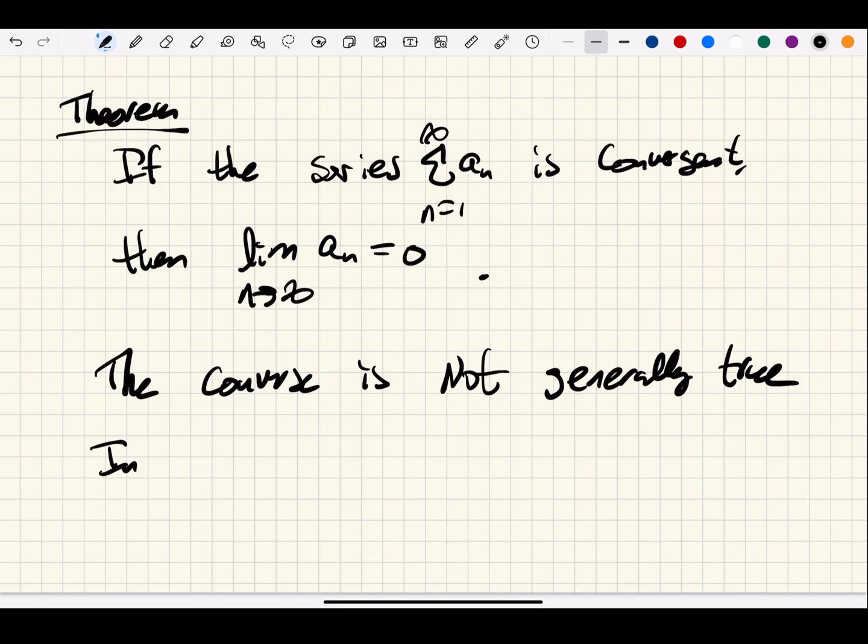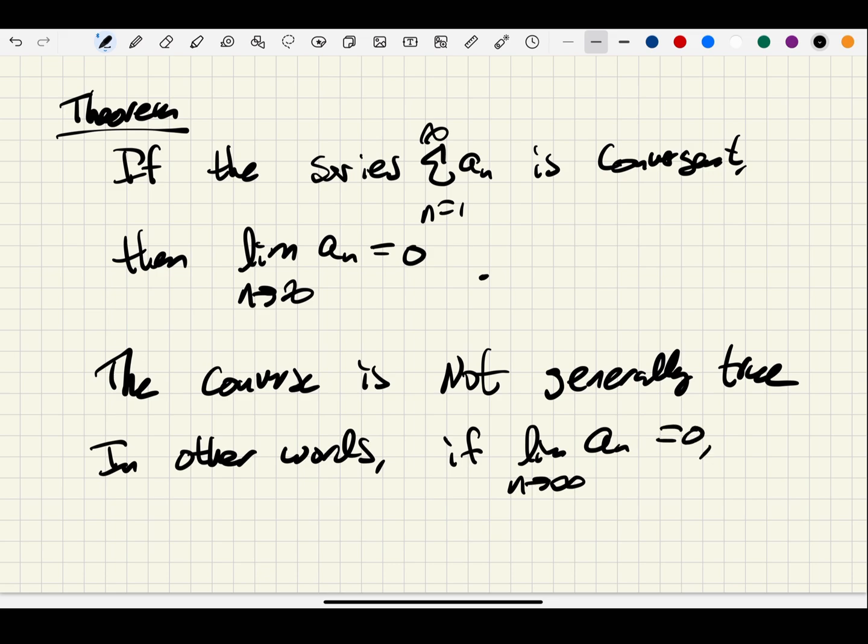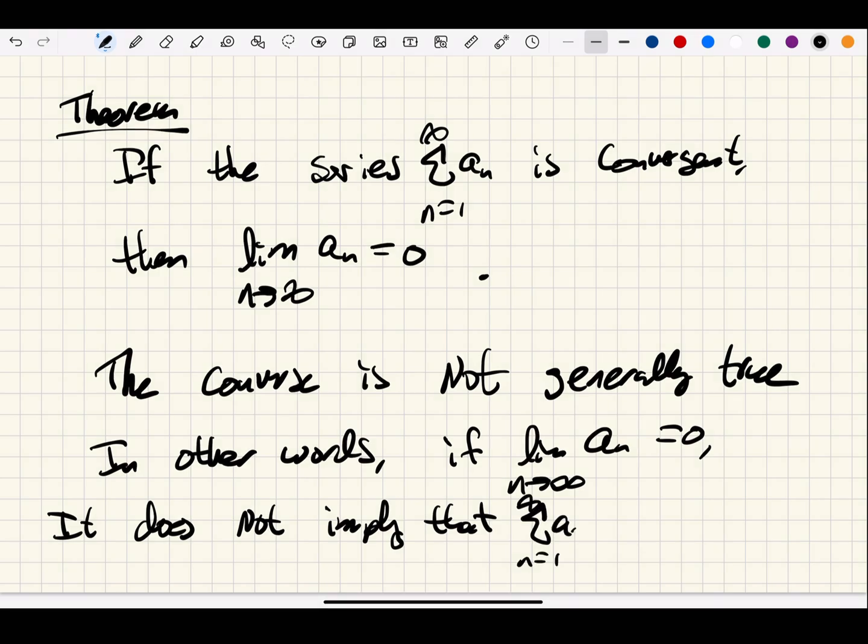So, in other words, if the limit as n goes to infinity of a sub n is 0, it does not imply that the sum n equals 1 to infinity of a sub n converges. So we can't depend on that as a test for convergence. What we can do is use this theorem as a test for divergence. Okay? All right. There we go. So what I just said was a test for divergence.